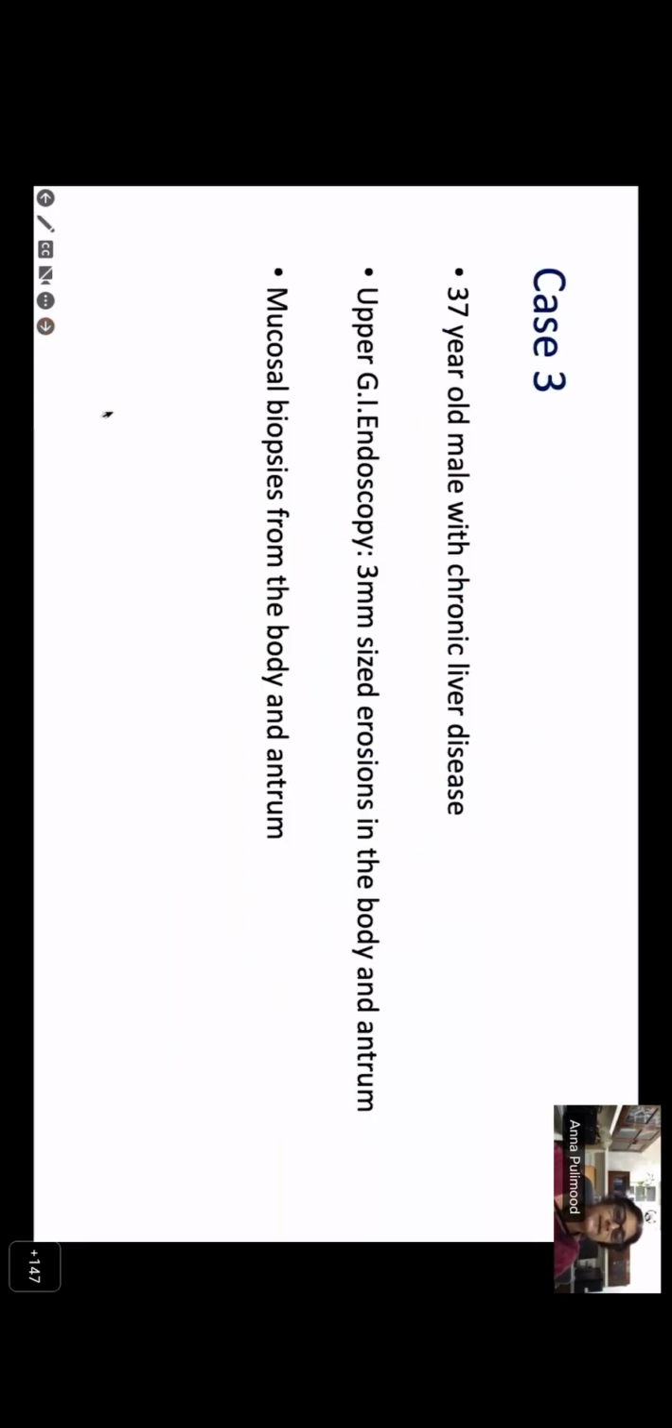Okay, we'll go on to the third case. This has only very few findings, but it's a classical case. A 37-year-old male who had chronic liver disease. The scopy showed some erosions in the body and the antrum, with mucosal biopsies from body and antrum.